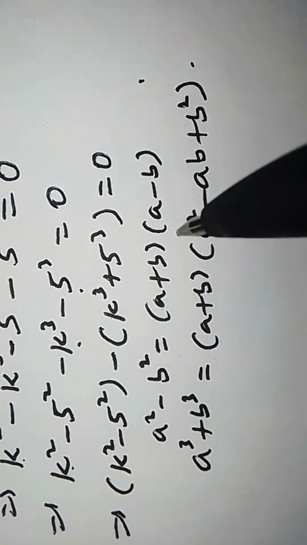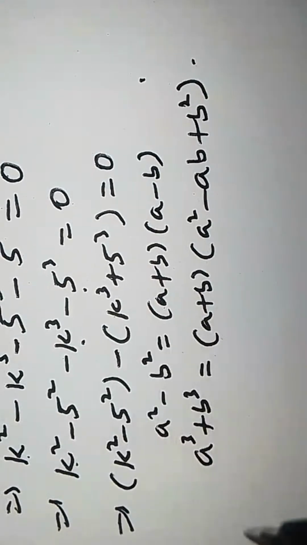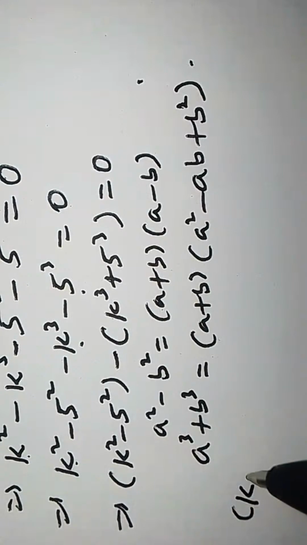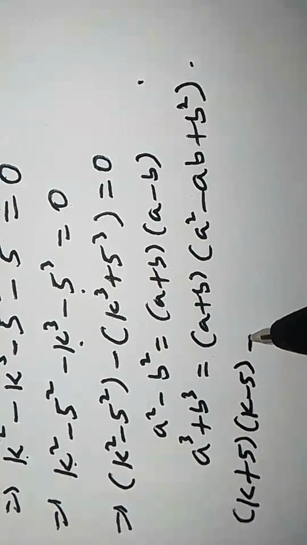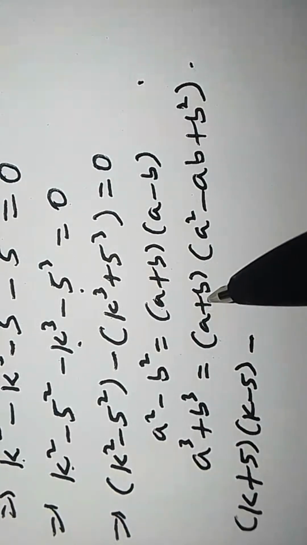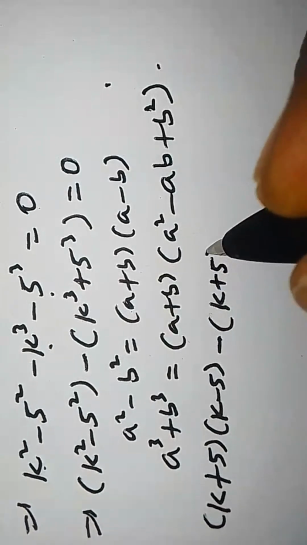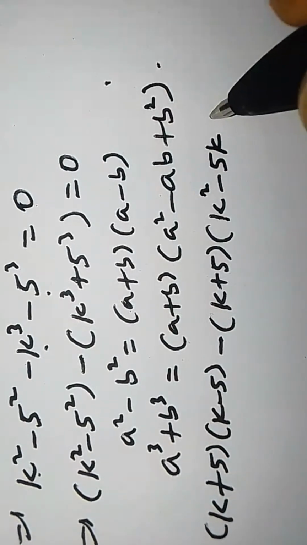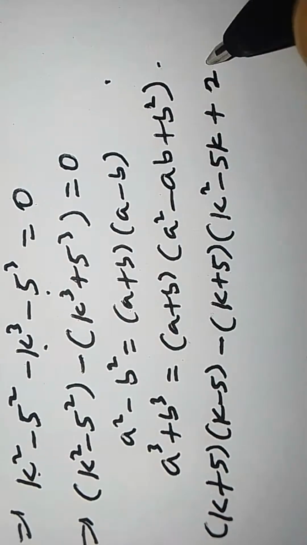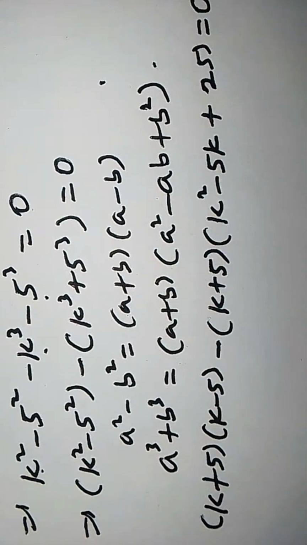First, applying this property, a squared minus b squared, to this guy, we are going to have K plus 5 times K minus 5 minus, applying this second property to this sum of two cubes, we are going to have K plus 5 times K squared minus 5K plus 25 equal to 0. Let's proceed further.